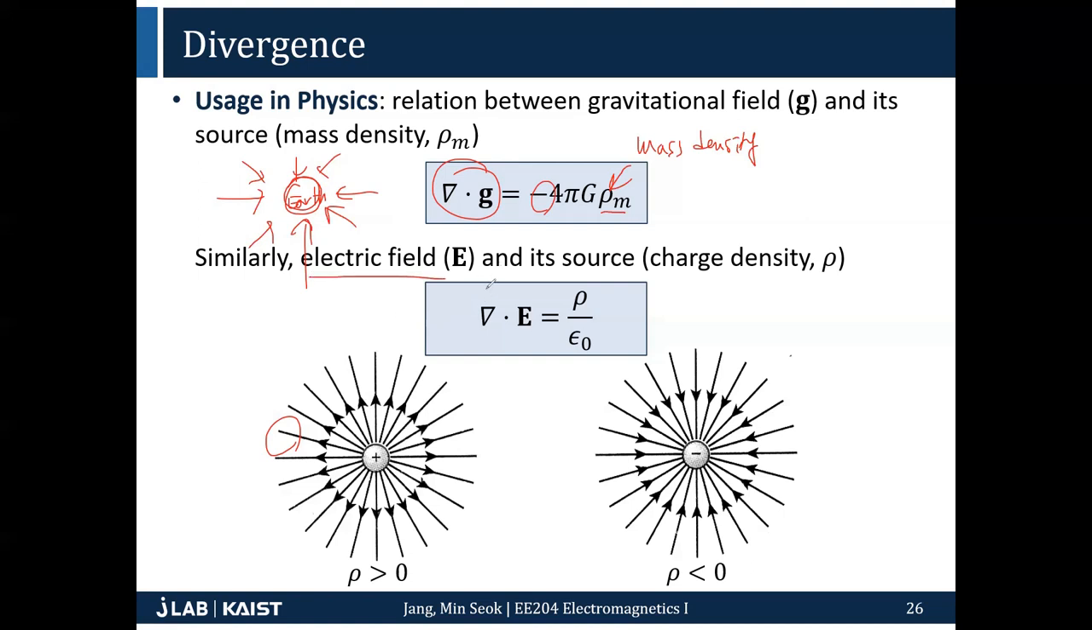Similarly, in our subject, the electric field is generated by electric charges. If the electric charge has a positive sign, then as in this case, the electric field is created in a diverging manner. And if your charge has a negative sign, then the electric field is annihilated at the point of the charge's position, right? So in that sense, divergence connects the electric field and its source, which is charge.